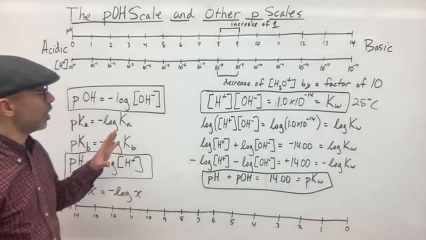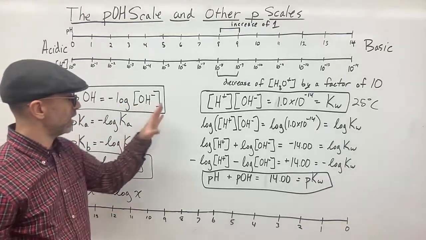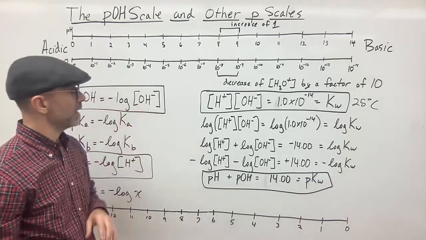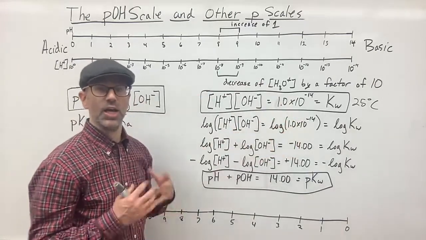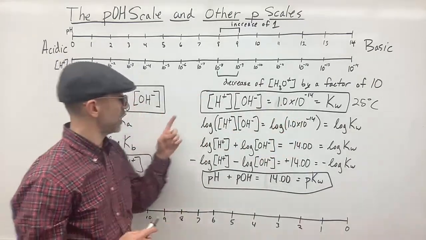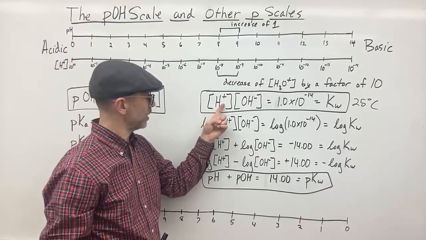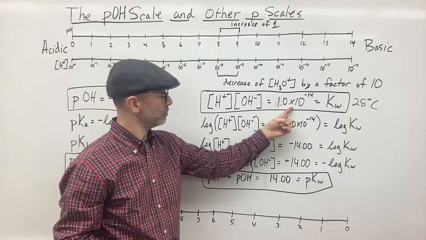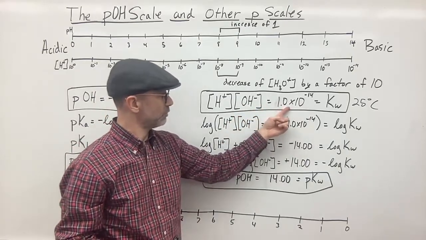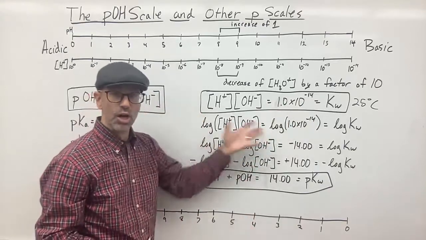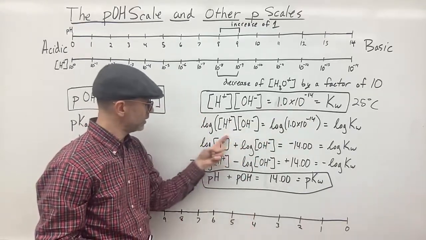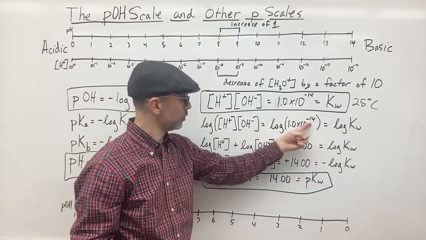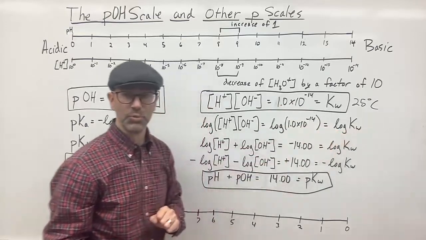Okay, so the other thing I want to point out here is that pOH is equal to the negative log of the OH concentration. So I want to show you how we get another relationship from these relationships here. So we know that the H plus concentration times the OH minus concentration is equal to Kw, which is 1.0 times 10 to the negative 14. So let's take the log of both sides. If we take the log of this, and then we take the log of the 1.0 times 10 to the negative 14, which is the same as taking the log of the Kw.